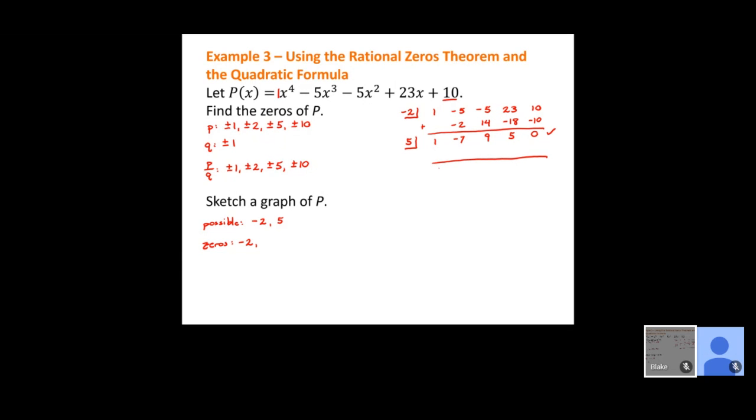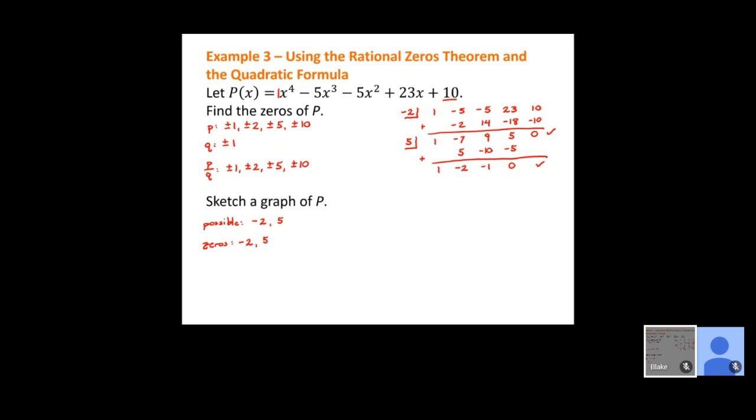When I do that now, I'm going to bring down my 1. 1 times 5 is 5. Negative 7 plus 5 is negative 2. Negative 2 times 5 is negative 10. 9 plus negative 10 is negative 1. And negative 1 times 5 is negative 5 for a remainder of 0. So again, that checks out. And so now I know that 5 is also a 0 of that polynomial.